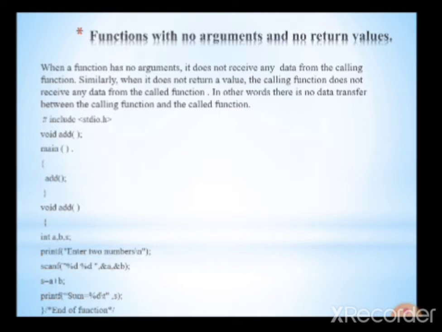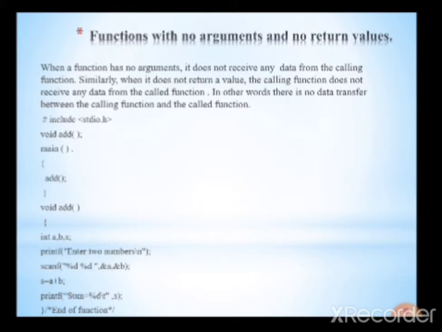So there is no data transfer between calling program and called function. In this category there is no return value, so the return type is mentioned as void and the function name. Inside the parenthesis we are not giving any argument.